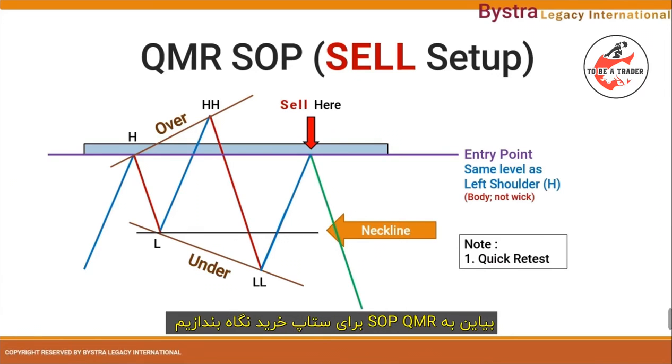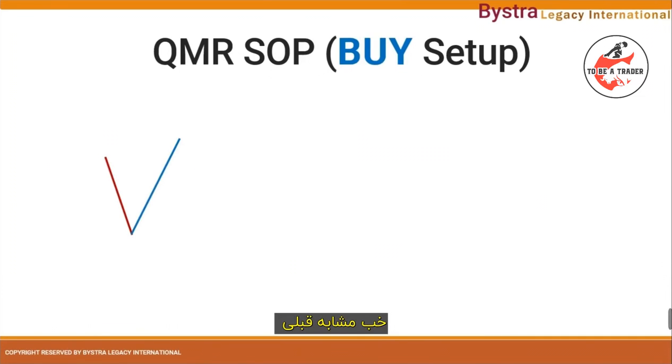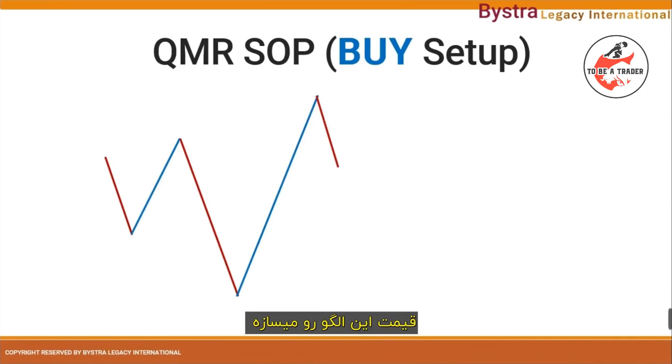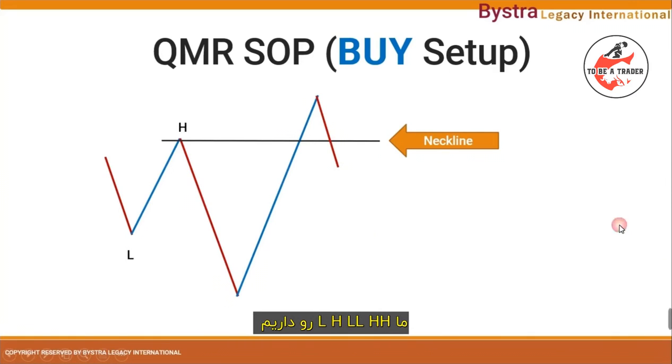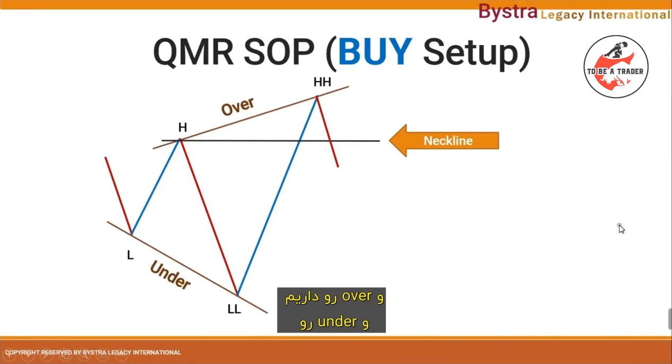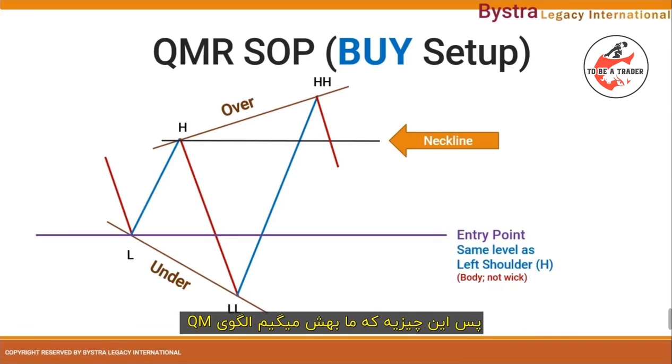Next, let's look at the QMR SOP for a buy setup. Same thing, price will make its patterns. The moment this kind of pattern arises, there's a neckline, and it broke the neckline. Let's mark the structure again. We have the low, high, lower low, and higher high, and we have the over and under. So this is what we call a QM pattern.